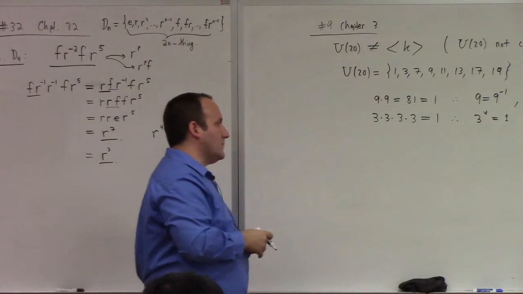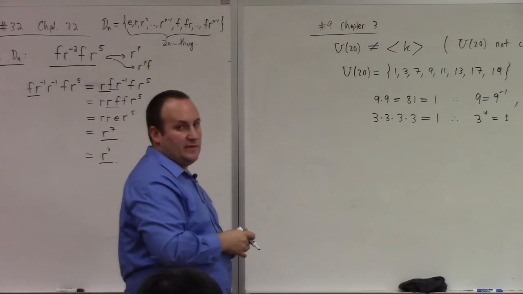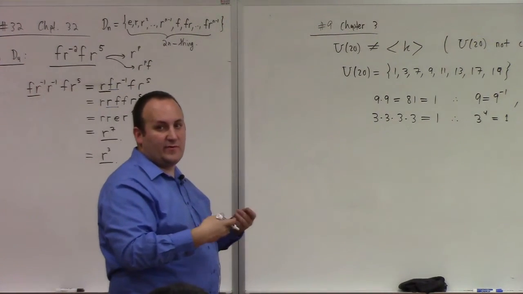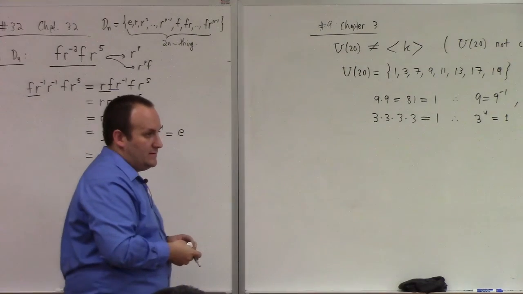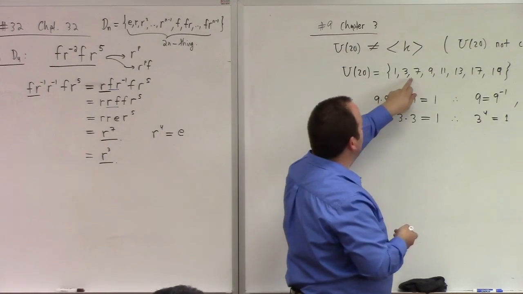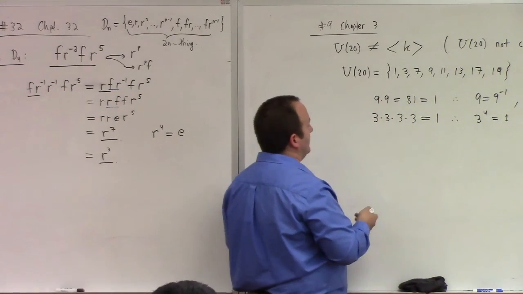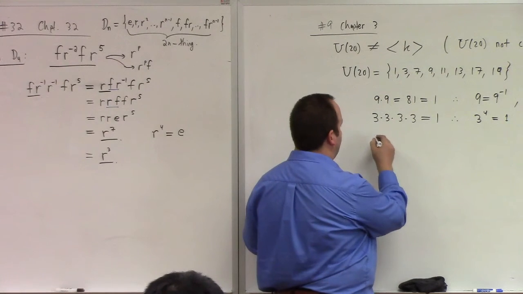So, okay, well, 9 is out. We need the order of the subgroup generated to be 8. Otherwise, it can't be the whole group. 1, 2, 3, 4, 5, 6, 7, 8. How about 7?